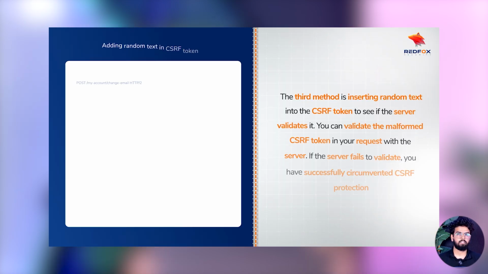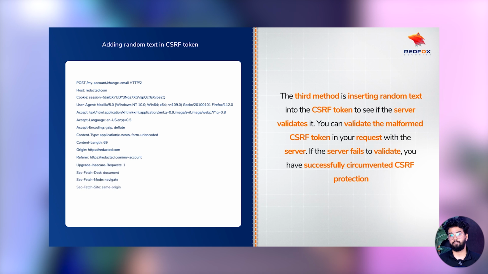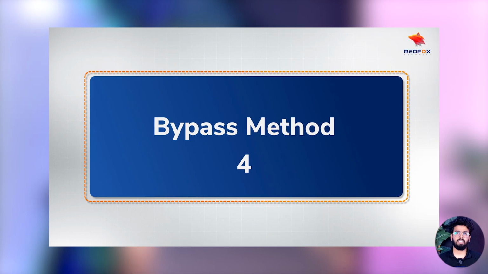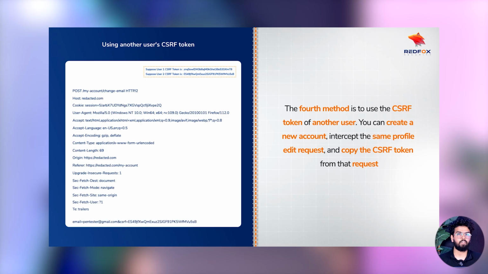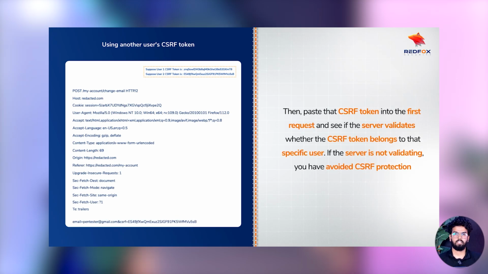Bypass method 3. The third method is inserting random text into the CSRF token to see if the server validates it. You can send the malformed CSRF token in your request to the server. If the server fails to validate, you have successfully circumvented CSRF. Bypass method 4. The fourth method is to use the CSRF token of another user. You can create a new account, intercept the same profile edit request and copy the CSRF token from that request. Then paste that CSRF token into the first request and see if the server validates whether the CSRF token belongs to that specific user. If the server is not validating, you have avoided a CSRF protection.